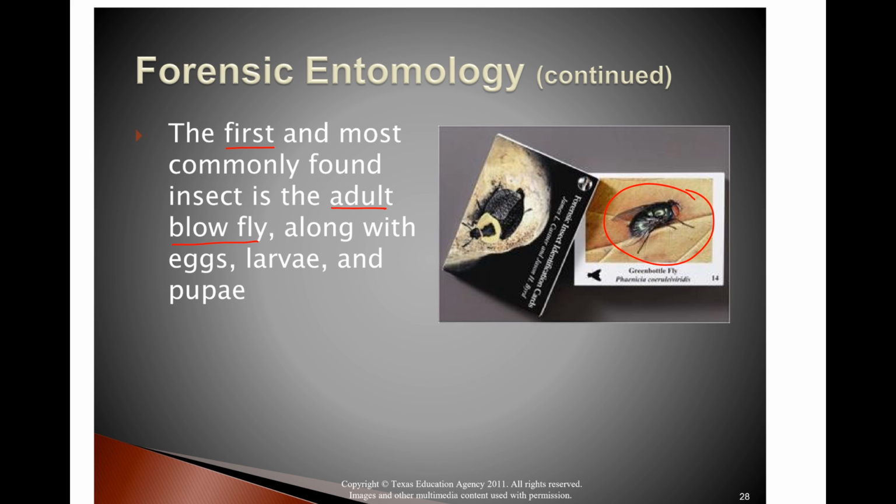So along with the fly, you will also find eggs, because those flies are going to not just feed, but they're going to lay their eggs on that dead body. And then eventually those eggs are going to hatch and turn into larvae, and the larvae will eventually pupate and turn into pupa. And then after some time, the pupa will open up and the adult fly will emerge.